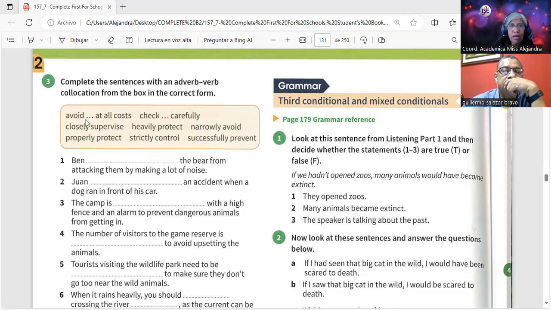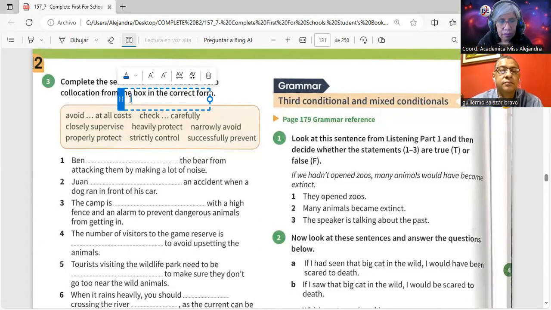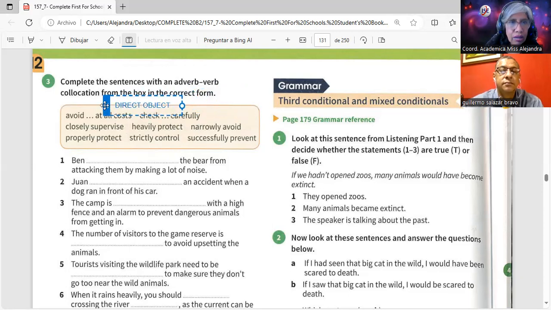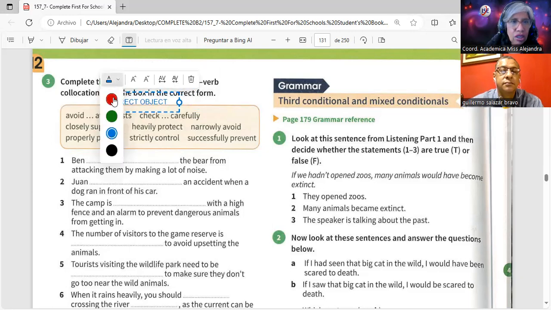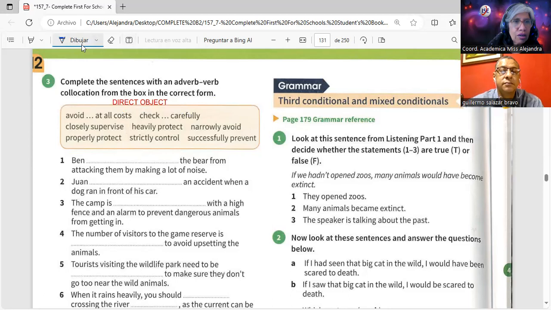Avoid something or someone at all costs and check something or someone carefully. Those are the collocations that you have to separate and collect the direct object here. Where you have to put the direct object. Smaller here. And let's change into red. So you put the direct object in here. It's the only ones.